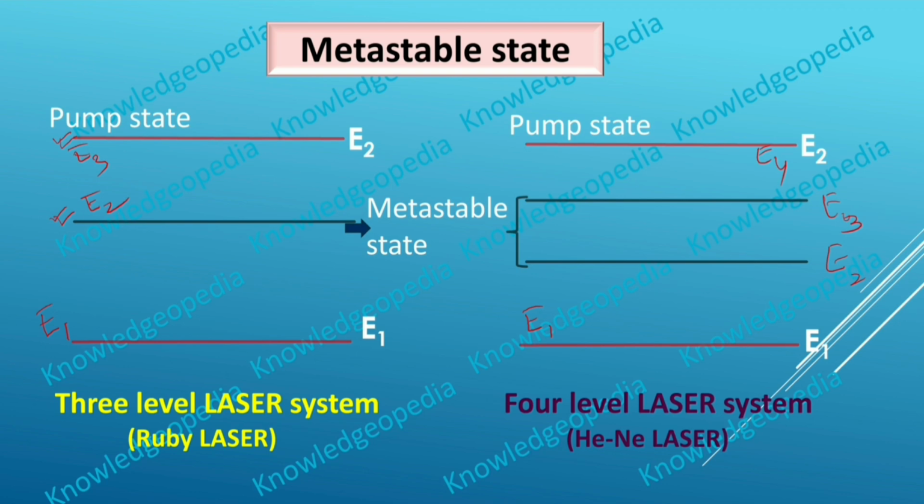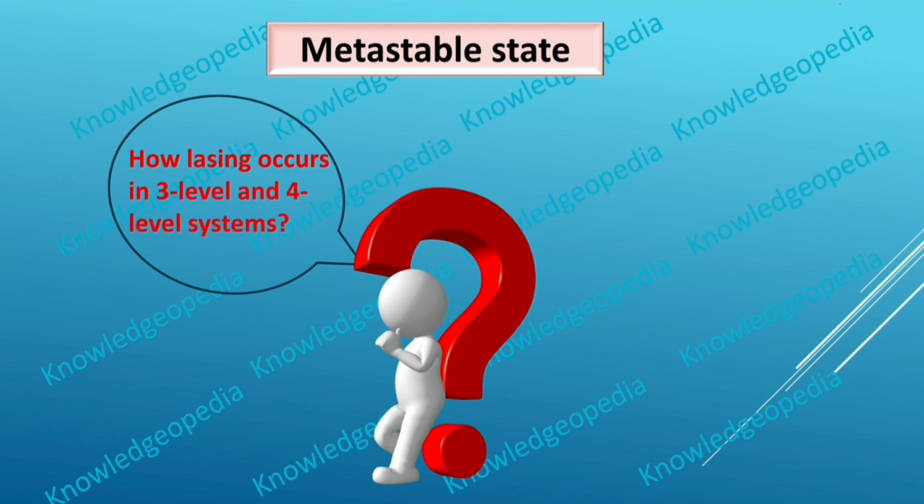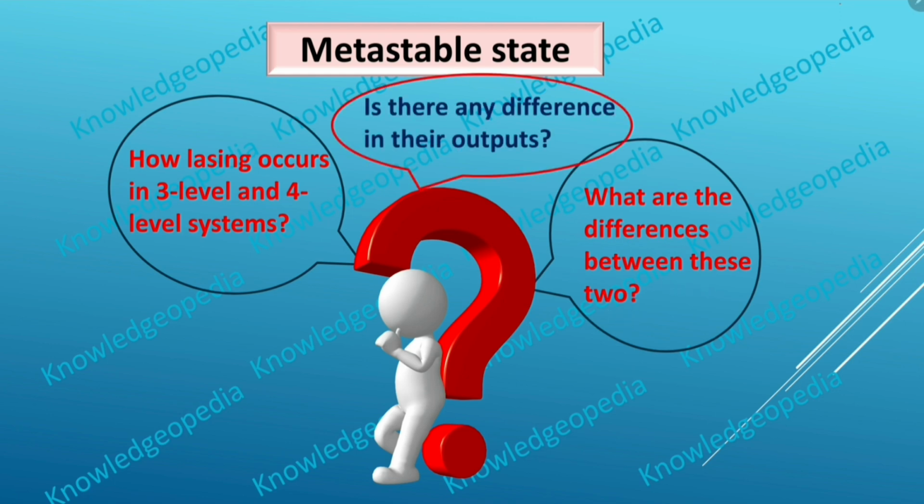After knowing that there are 3-level and 4-level laser systems, you must be thinking about how lasing occurs in 3-level and 4-level systems. Further, what are the differences between these two, and is there any difference in their outputs? So all these questions must be wandering inside your mind. I shall come with the answers to these questions in the next video.